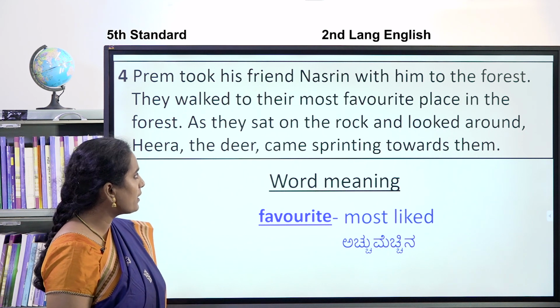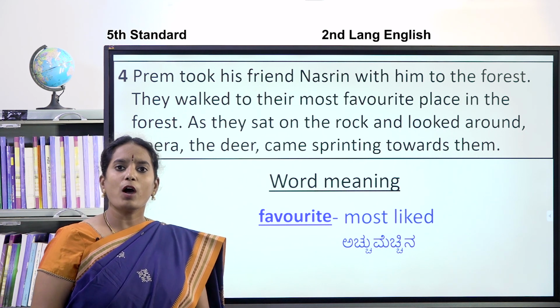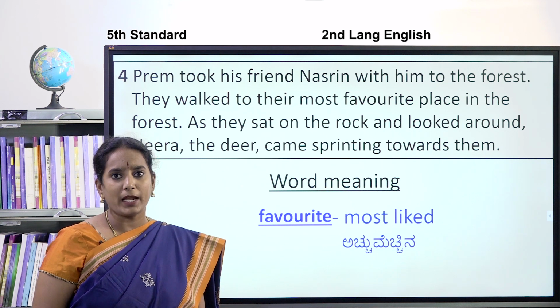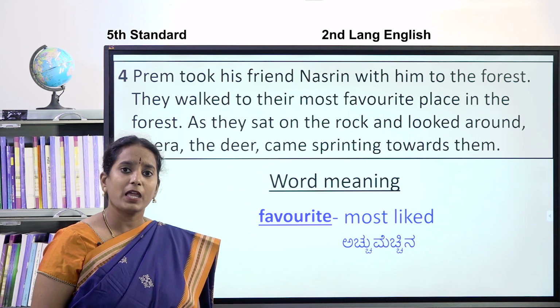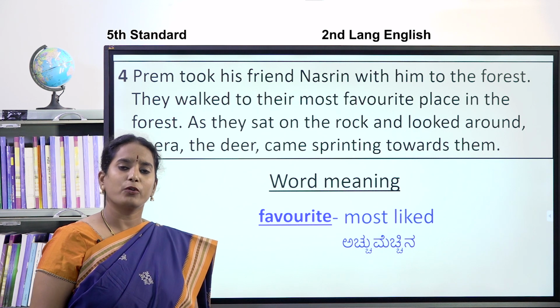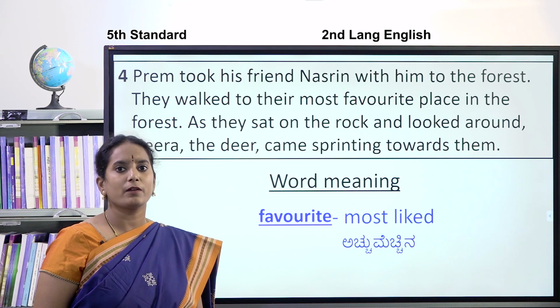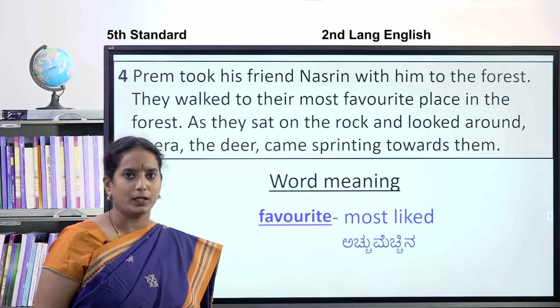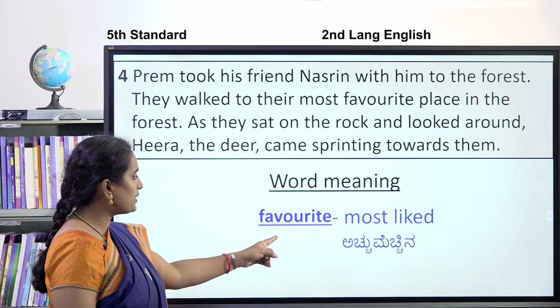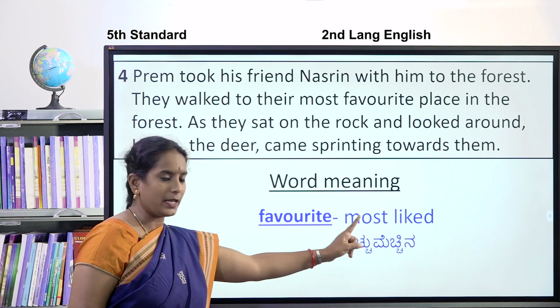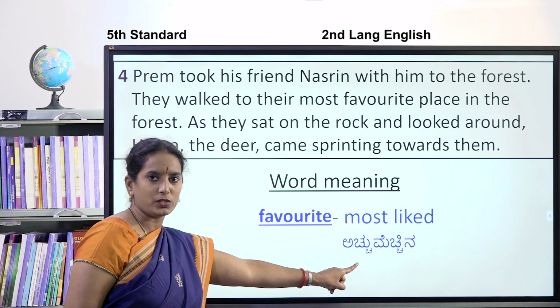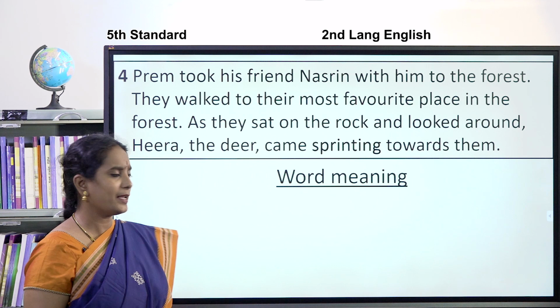In the lesson, they say, they walked to their most favorite place in the forest. Their favorite place. ಅಂದರೆ ಅವ್ರಿಗೆ ತುಂಬ ಇಷ್ಟವಾದ ಜಾಗ. ಕಾಡಿನಲ್ಲಿ ಅವರಿಗೆ ತುಂಬ ಇಷ್ಟವಾದ ಜಾಗಕ್ಕೆ ಅವರಿಬ್ಬರು ಹೋಗ್ತಾರೆ. Once again I'll repeat, favorite means most liked, meaning ಅಚ್ಚುಮೆಚ್ಚಿನ. Let's look at the next word.